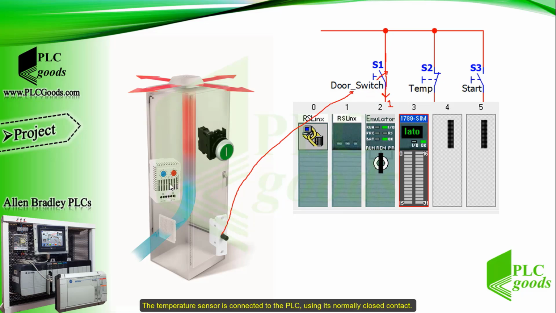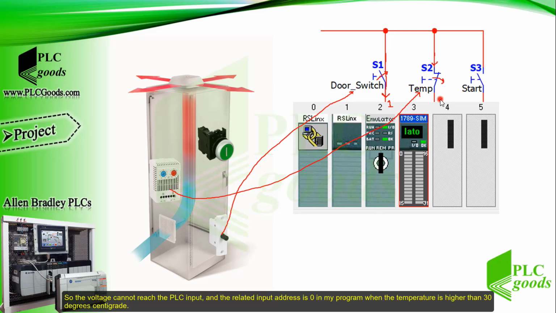The temperature sensor is connected to the PLC using its normally closed contact. So when the temperature is higher than a specified temperature, for instance 30 degrees centigrade, this contact is open, so the voltage cannot reach the PLC input, and the related input address is 0 in my program when the temperature is higher than 30 degrees centigrade.